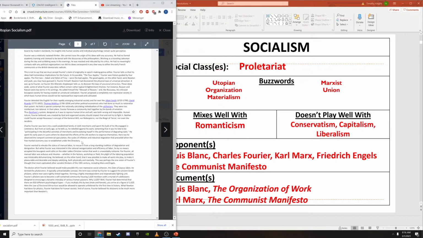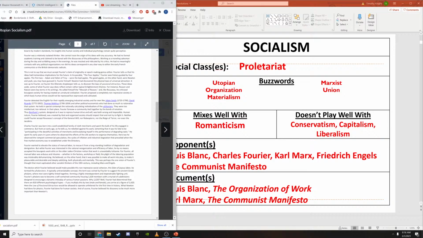He spent his early years in Lyon, where he observed the efforts of the silk workers to organize themselves. Lyon is in France. Here too, he observed the rampant commercial speculation, the cycles of inflation, and industrial stagnation that prevailed when the free market economy was reestablished under the Directory.